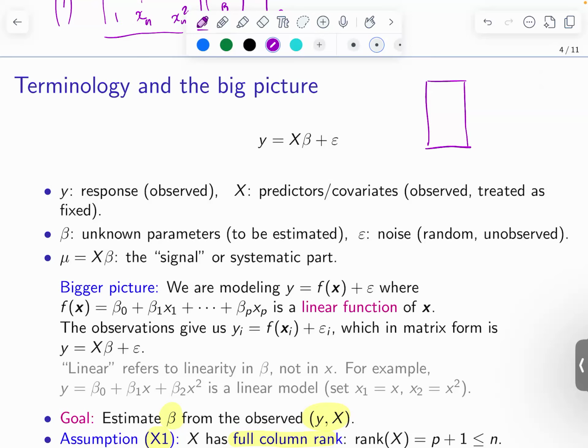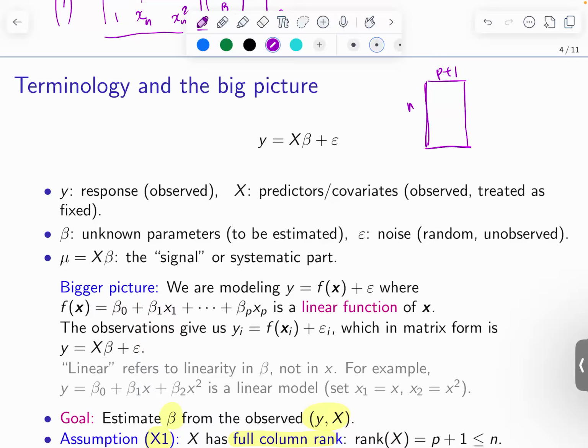So if you have a tall matrix like this, where n is bigger than or equal to p plus 1, the rank can be at most p plus 1. And if the rank is p plus 1, which is the most that it can be, the minimum of the two, it's called full rank. Or you can say full column rank to emphasize that the rank matches the number of columns. So it has full column rank, but it can't have full row rank.